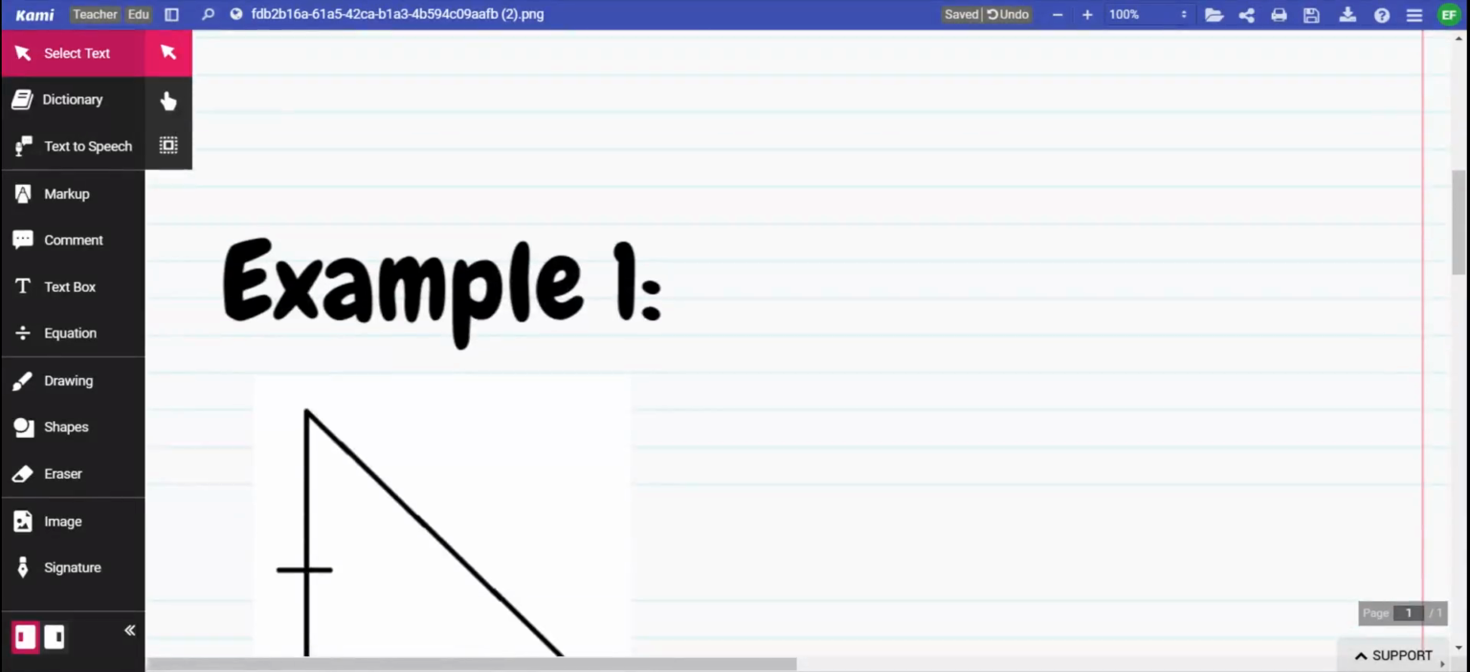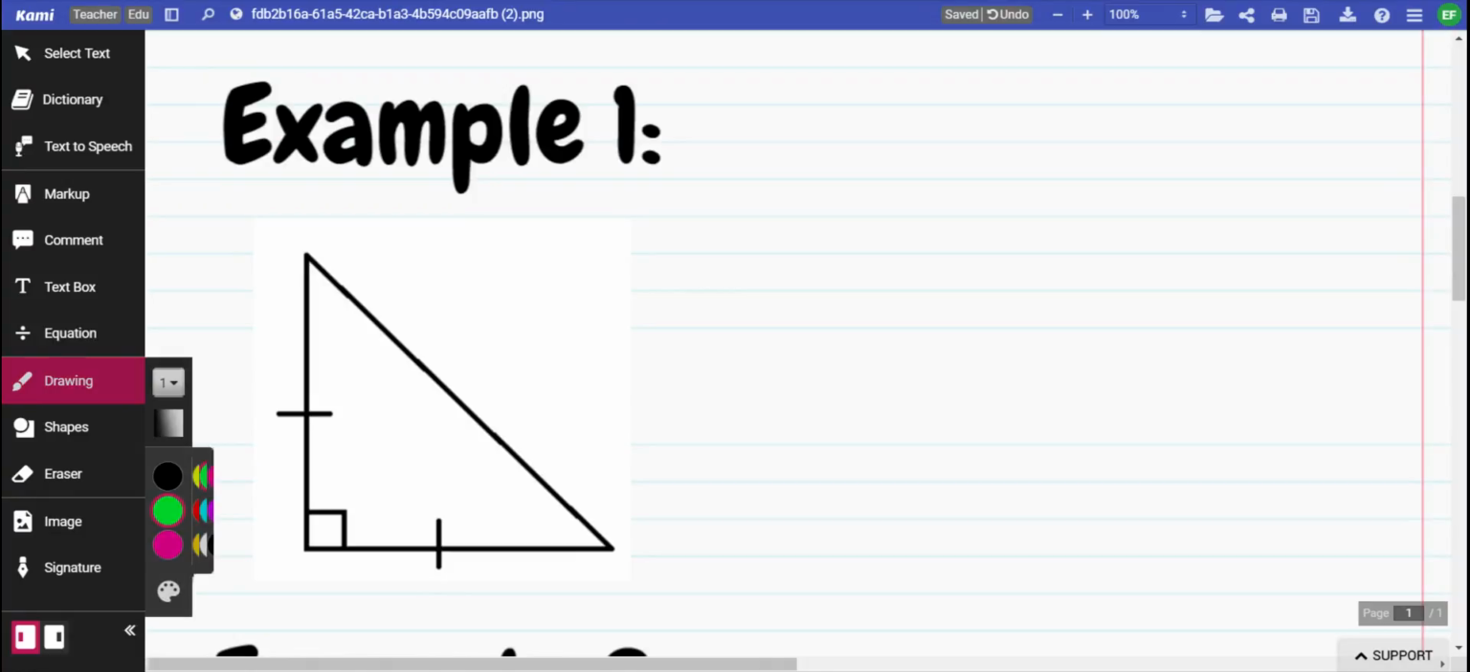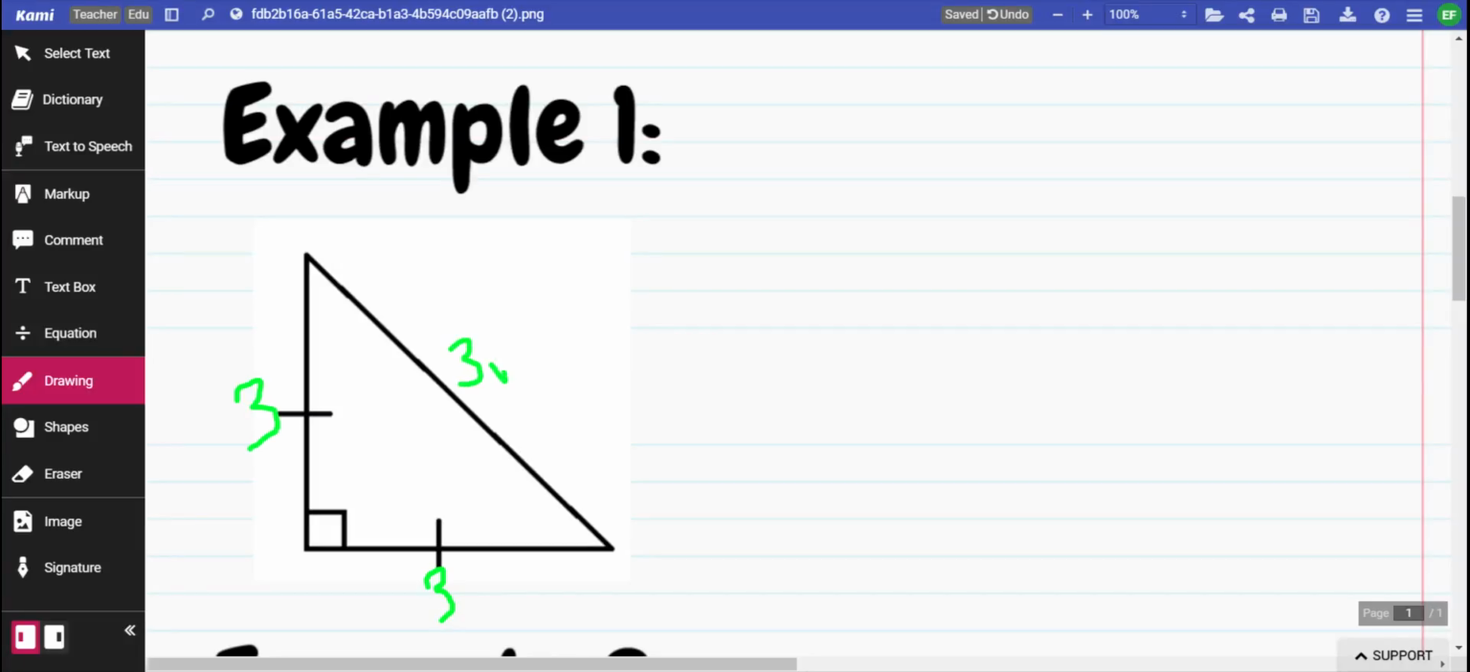So let's take a look at some of our examples. In example 1, we can say that our side has a length of 3. So you can pause the video and try the problems yourself. When you're ready, you can go ahead and fast forward. But if this side has a length of 3, this side also has a length of 3. And according to our rule, our hypotenuse is going to be 3 times the square root of 2.